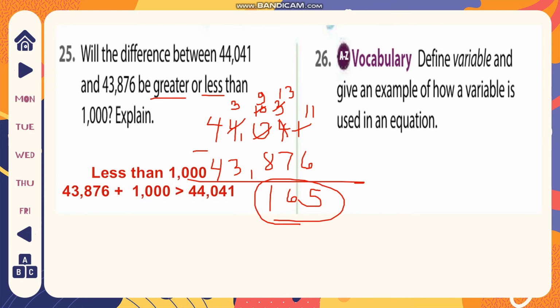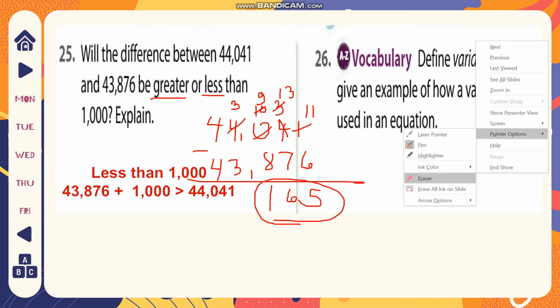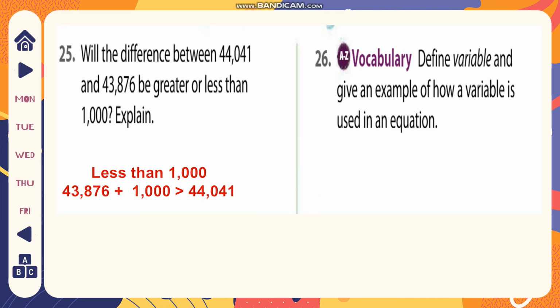Because if you're going to do the inverse, you just simply add 43,876 plus 1,000. So this is greater than 44,041. That's why it should be less than. Or you can get the exact answer and compare. Next, number 26. Define variable and give an example of how a variable is used in an equation.